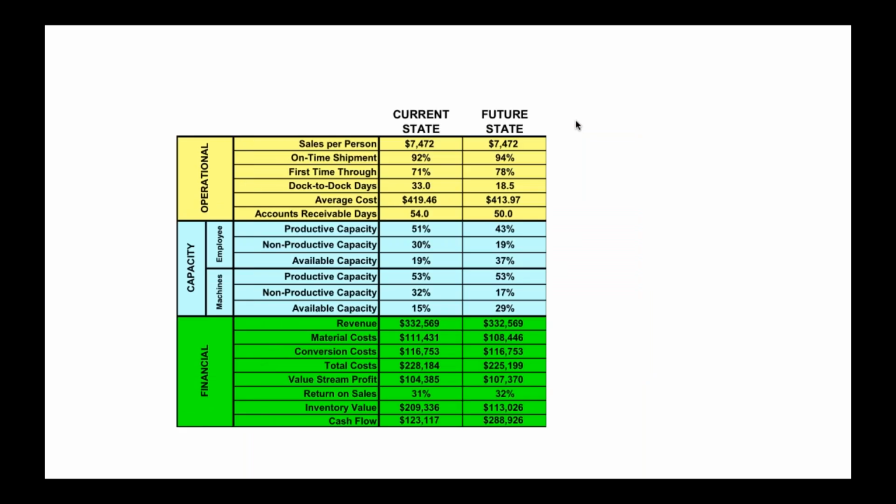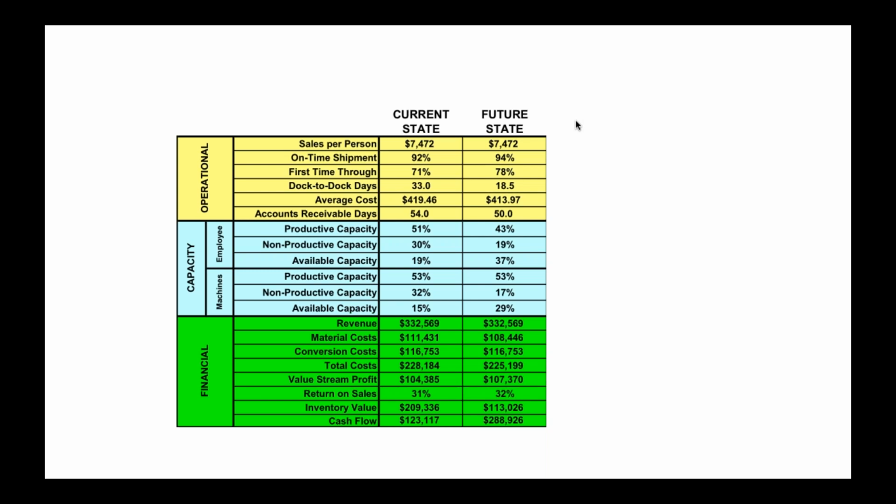So here's our example, which is one that I showed you earlier, where the available capacity for people and machines increases from 19% to 37% and 15% to 29% respectively. So capacity is almost doubling. Available capacity is doubling because of the operational improvements to get from the current state to the future state. And as you can see, there's not much financial improvement at this point because we haven't made any decisions about how to use or what to do with the available capacity.